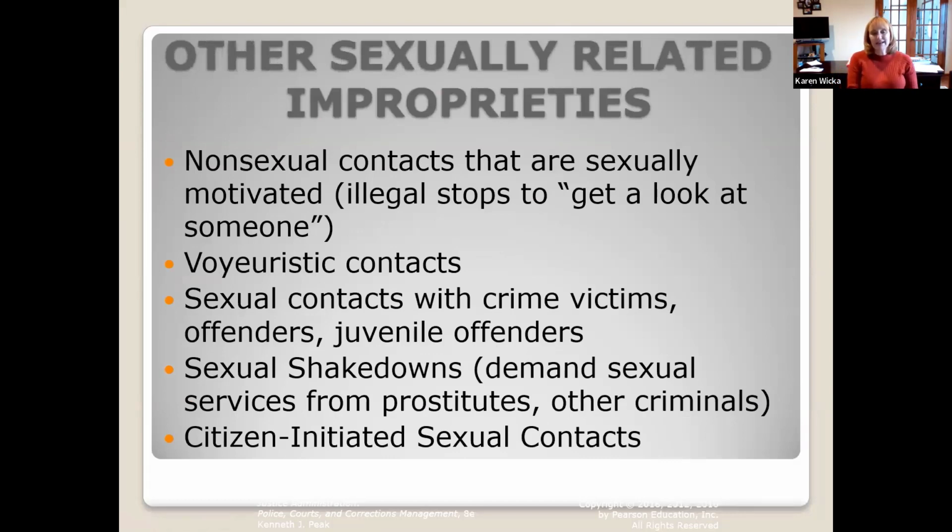What are some other things that could relate? Non-sexual contacts that are sexually motivated, illegal stops to get a look at someone. So you're a police officer and you think somebody who drives by you is hot, so you pull them over so you can look at them a little more. Voyeuristic contact, so watching people when you shouldn't be, sexual contact with crime victims, offenders, juvenile offenders, sexual shakedowns, demanding sexual services from prostitutes or other criminals in exchange for not arresting them, or citizen-initiated sexual contact. Somebody's hitting on you to get out of being arrested or a ticket and you participate. So these issues can come up in lots of different ways when you're talking about criminal justice employees.